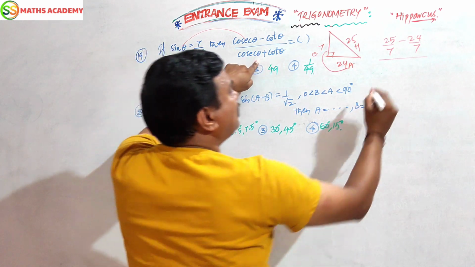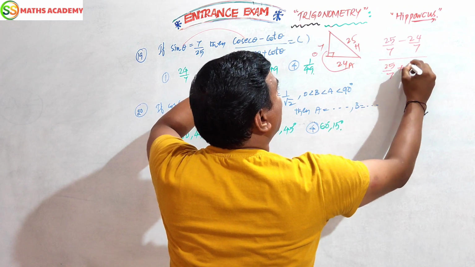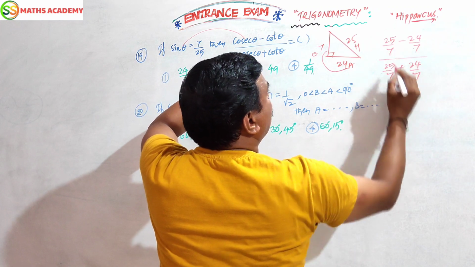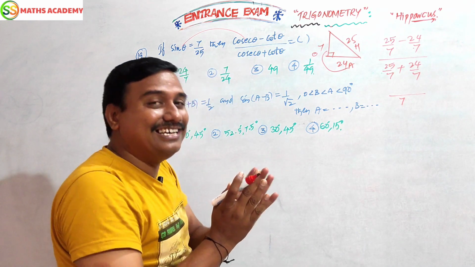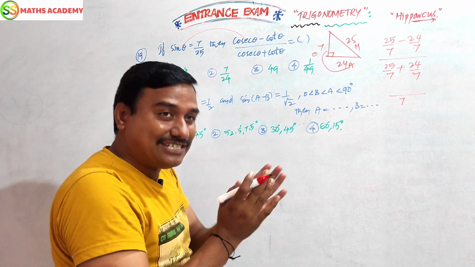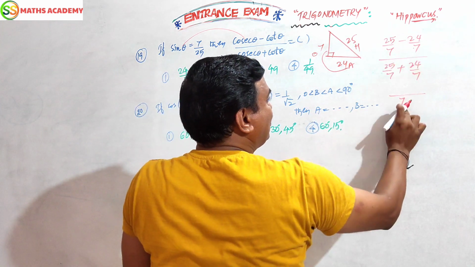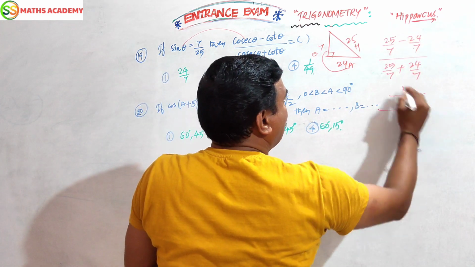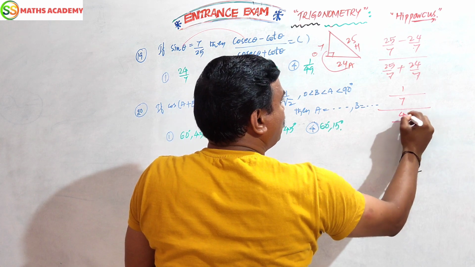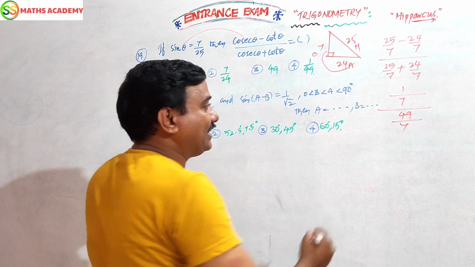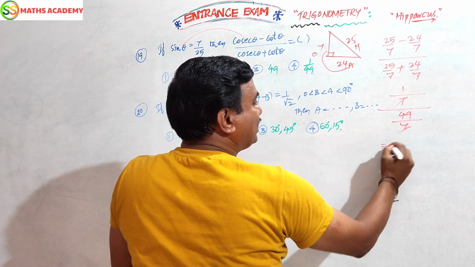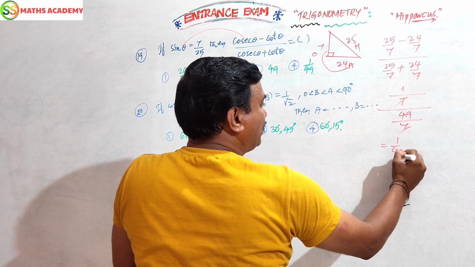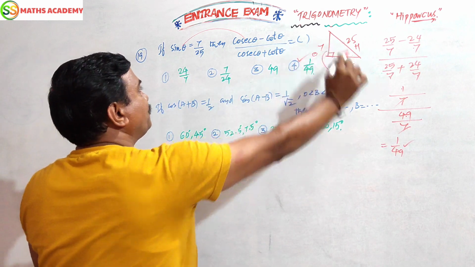Denominator also same value, so the sign will be changed. Now like fractions, you know from childhood, in like fractions the denominators are the same, so add the numerators. 7 take the common, 25 minus 24, 1. 7 as the common, 25 plus 24, 49. 7 gets cancelled, we are getting numerator by numerator, 1 by 49. Finish, answer.